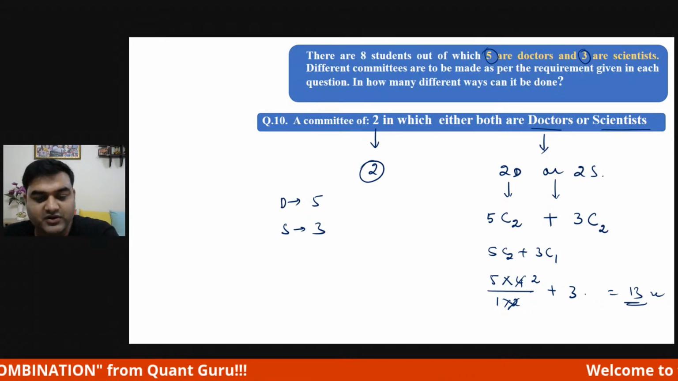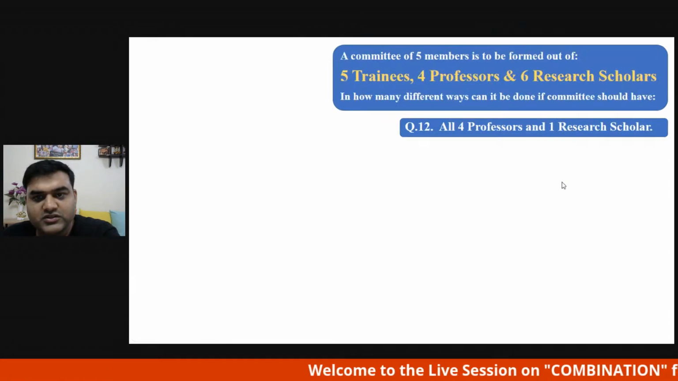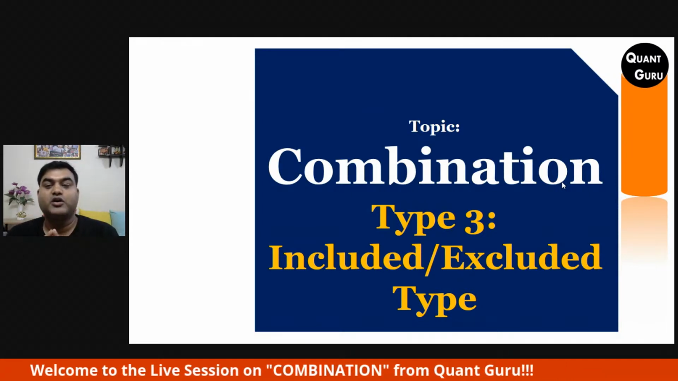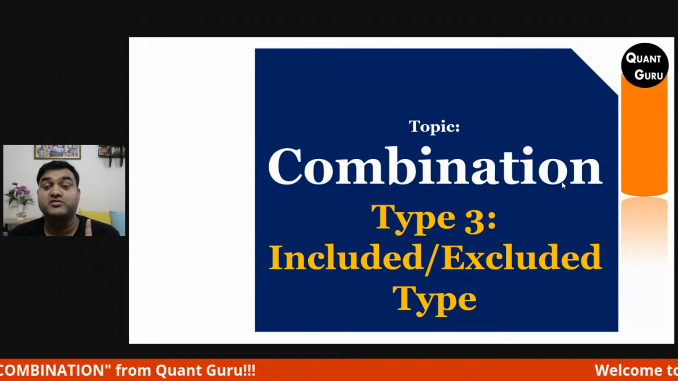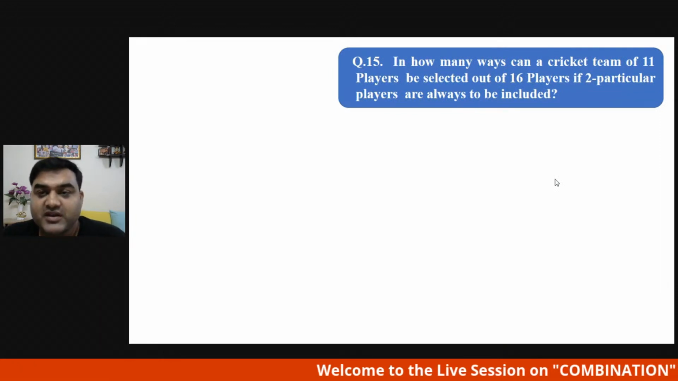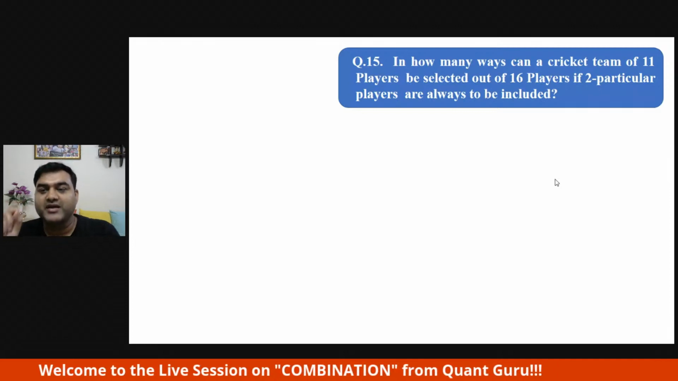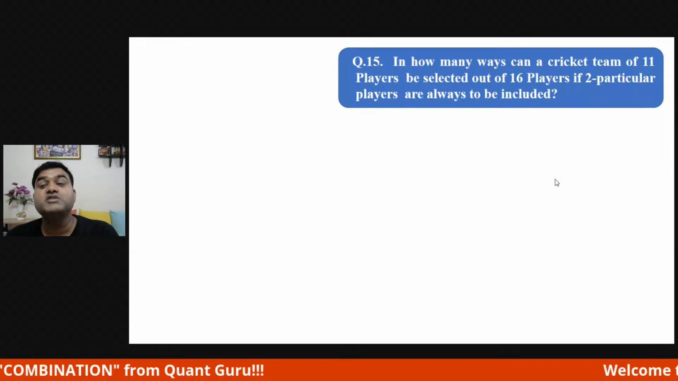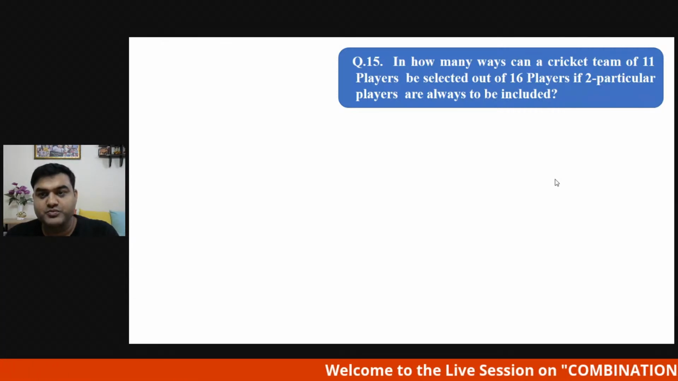So this question, a lot of questions are there, but I'm just skipping all those and going to another sum, because this is similar to that. This is combination type 3, wherein included-excluded type. Let's talk about the questions which we started with. Read this question properly. Question number 15: in how many ways can a cricket team of 11 players be selected out of 16 players if 2 particular players are always to be included?